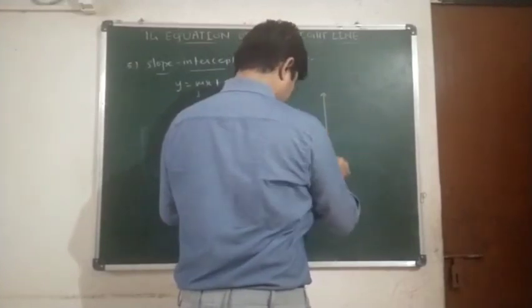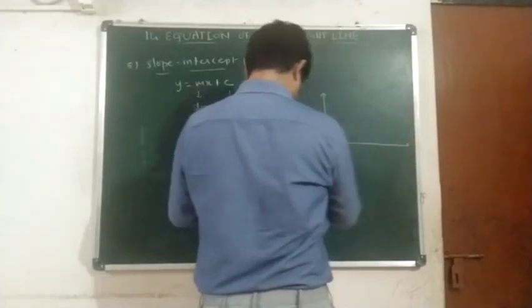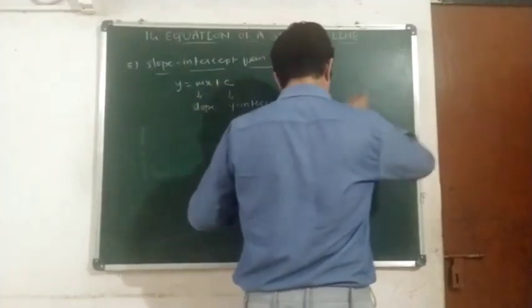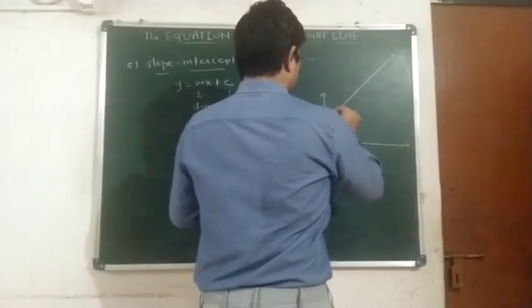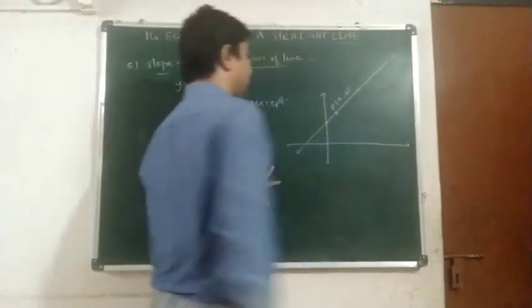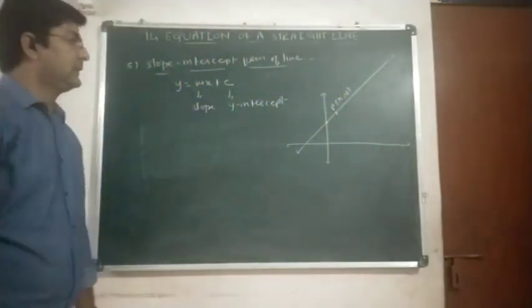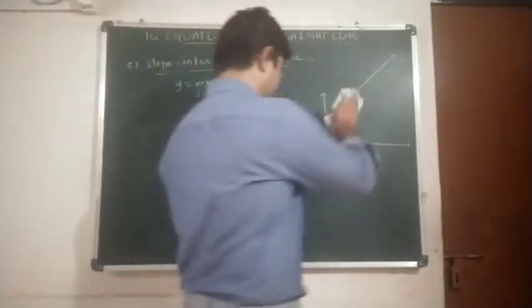Let us draw x and y axis. Okay, and then we will draw a line which has a point P on it having coordinates (x, y). Clear? And let me draw this point at some distance.